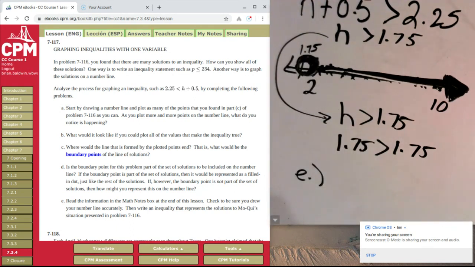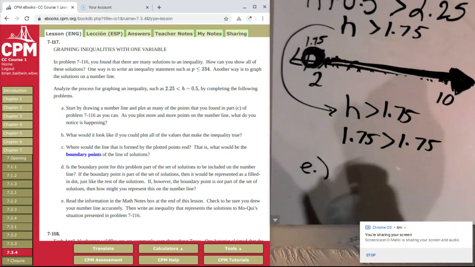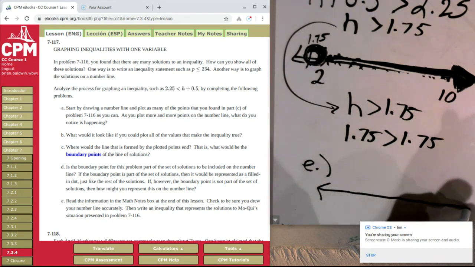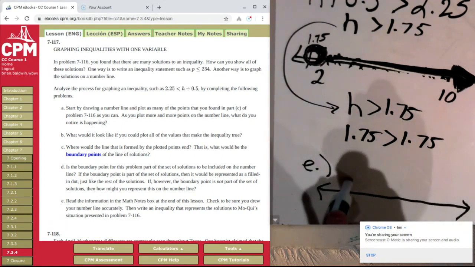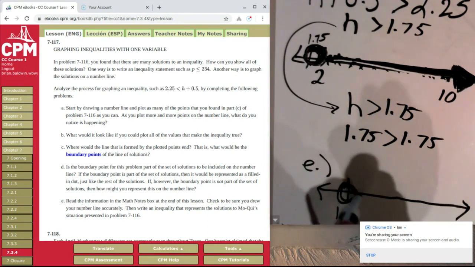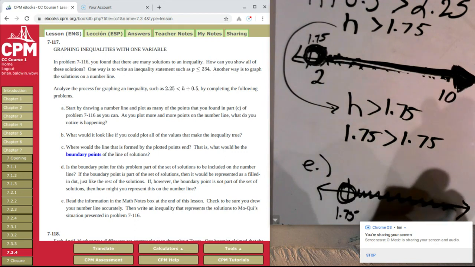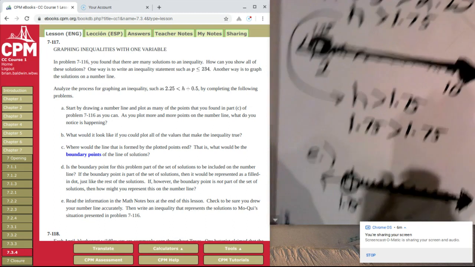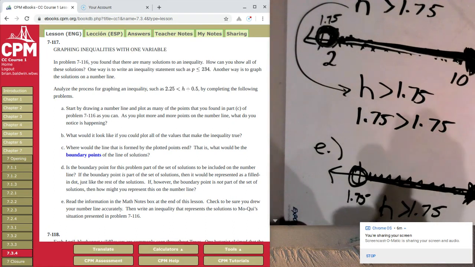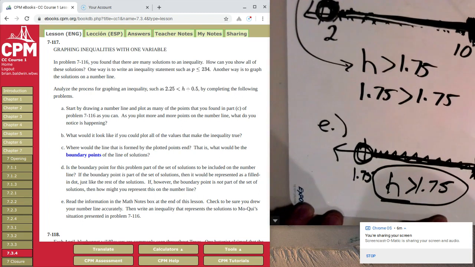It says to write an inequality that represents the solutions to Moki's situation in problem 116. So we already did our number line. Okay, so we started at 1 and 75 hundredths, open circle, and we shaded everything to the right. Our inequality would just be that H then is greater than 1 and 75 hundredths, because any answer that is greater than this number is a solution to this problem.